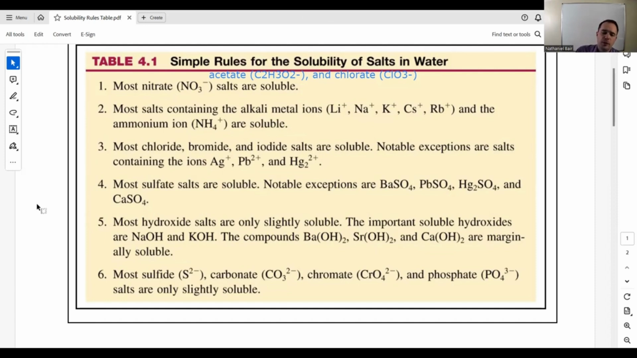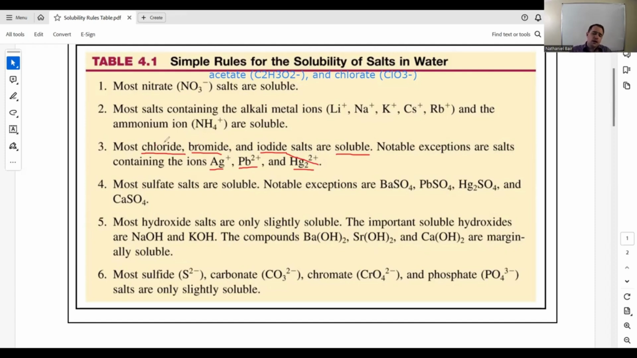Rule 3 is the first one where people start to get confused, and you don't need to get confused. Let's talk about what Rule 3 says. Rule 3 says if your salt contains a chloride, bromide, or iodide, then it's going to dissolve in water. However, notable exceptions would be chlorides, bromides, and iodides that are silver, lead, or mercury 1. Mercury 1 is a weird diatomic cation. You don't even have to worry about that. I'm really interested in the silver and the lead. So here's what this says.